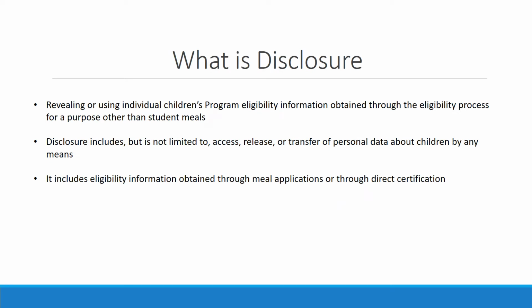What is disclosure? Revealing or using individual children's program eligibility information obtained through the eligibility process for a purpose other than student meals. Disclosure includes, but is not limited to, access, release, or transfer of personal data about children by any means. It includes eligibility information obtained through meal applications or through direct certification.